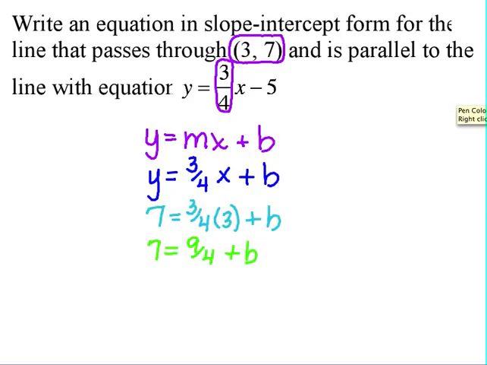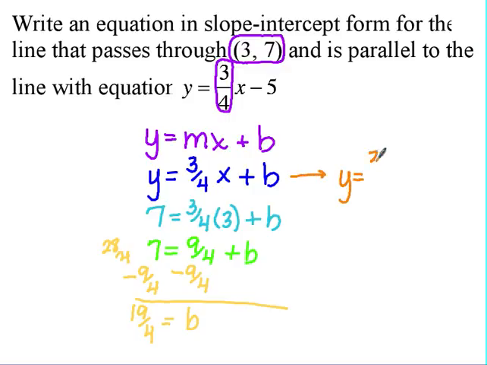What do I do now? Minus 9/4. Now, when we're finding the y-intercept here, we need to leave our answer as an improper fraction. Okay? How many fourths would 7 be? 28. So basically, I have 28 minus 9, which is what? 19. So that is my y-intercept. So now what I'm going to go ahead and do is I end up getting y equals 3/4 x plus 19/4. And that is your final answer.